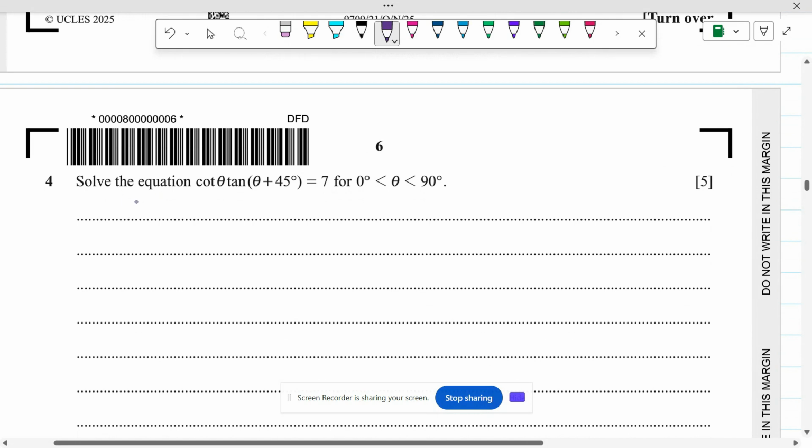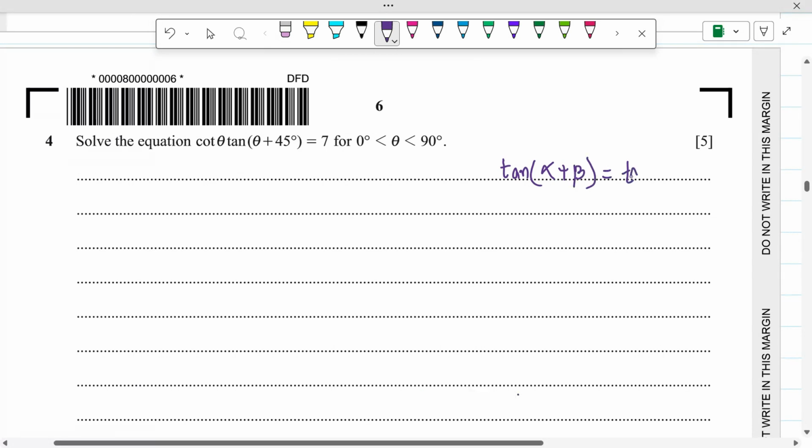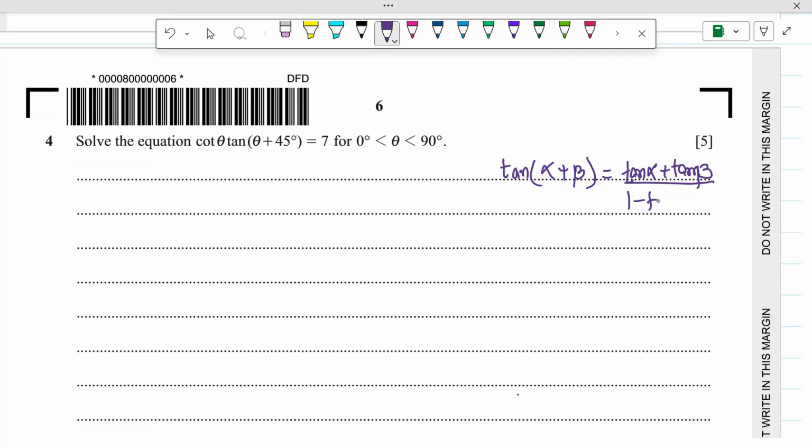Question number 4. Solve the equation cot theta times tan(theta + 45) is equal to 7. The angle should be from 0 to 90 degrees. We have the identity tan(alpha + beta) is equal to (tan alpha + tan beta) over (1 minus tan alpha tan beta). Also we know that cot theta is equal to 1 over tan theta.